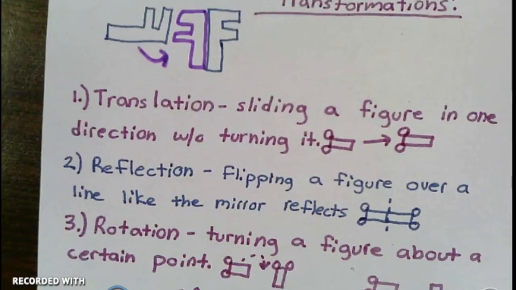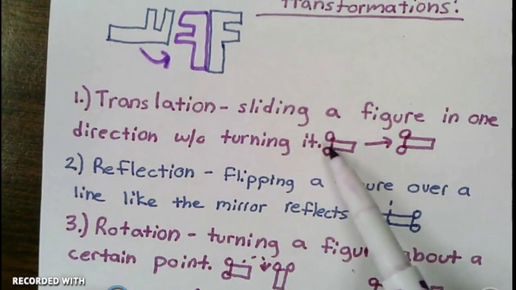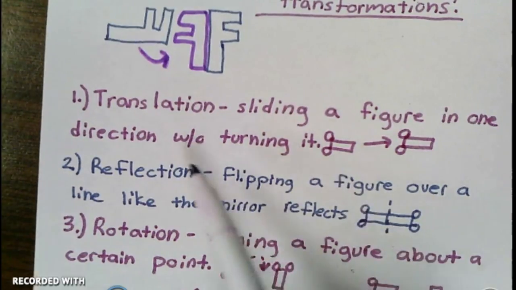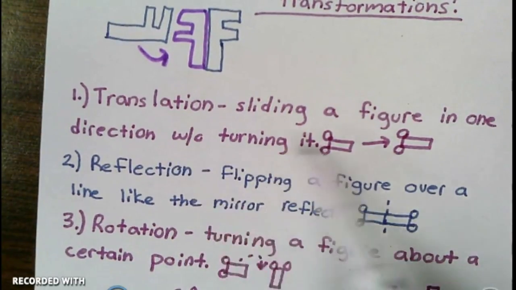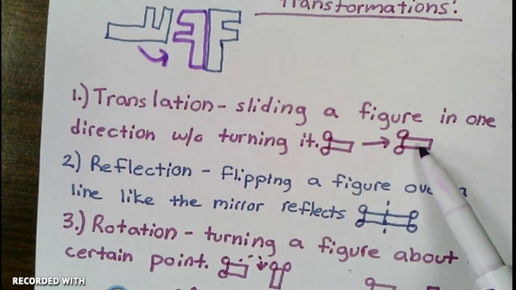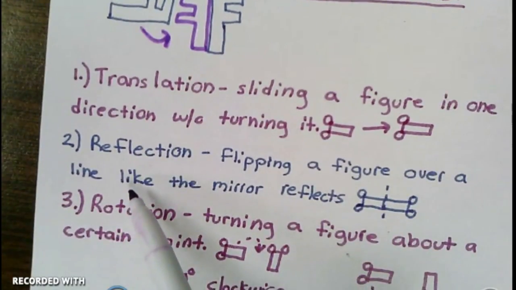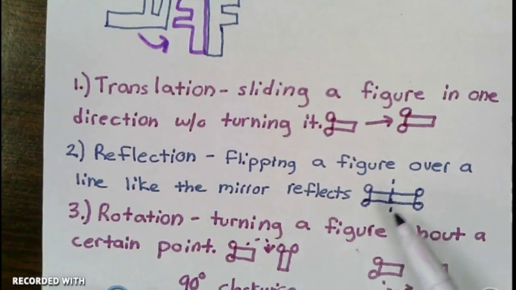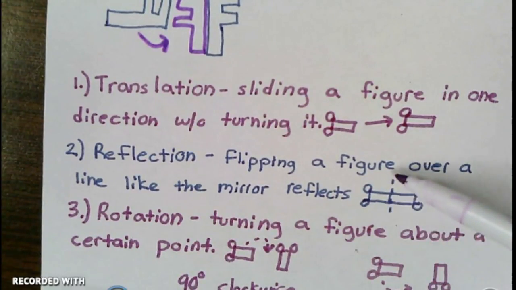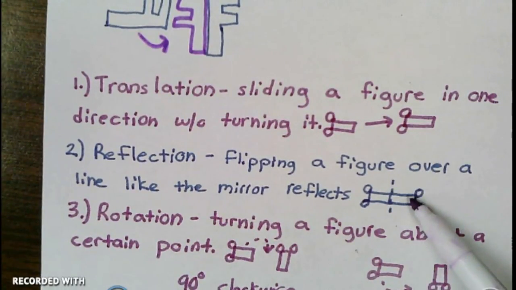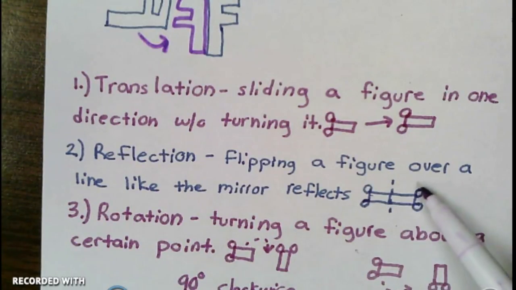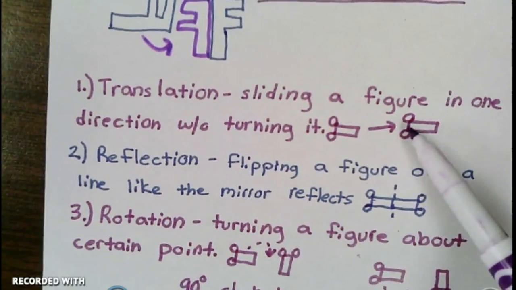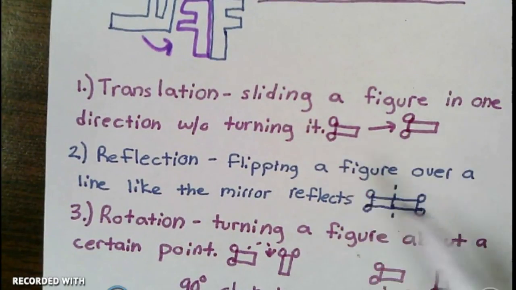So a translation is sliding a figure in one direction without turning it. If I had this figure and I slid it, it would just move over here like this. A reflection is when I flip a figure over a line like a mirror. So if you picture this dotted line as like a mirror I'm holding up, this is what you would see in the mirror. It's a reflection. The little dots move to this side of the rectangle, whereas up here they stayed on the same left side.